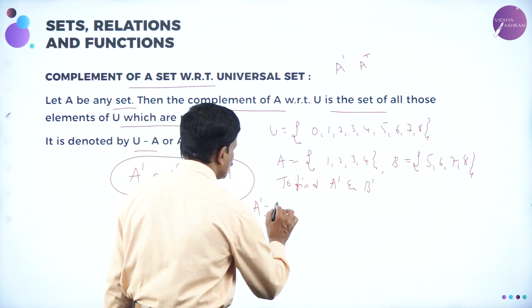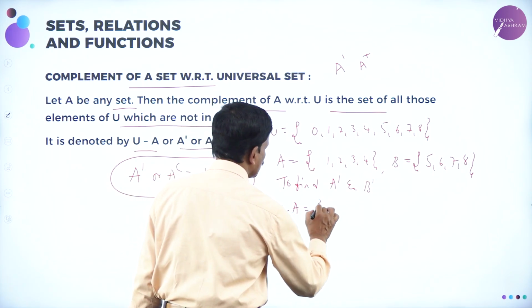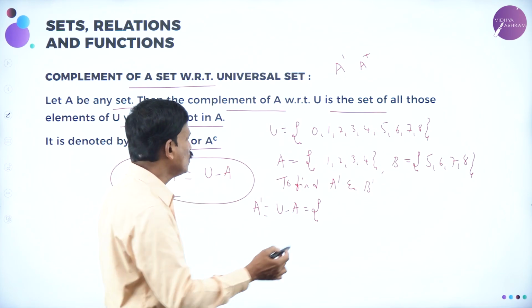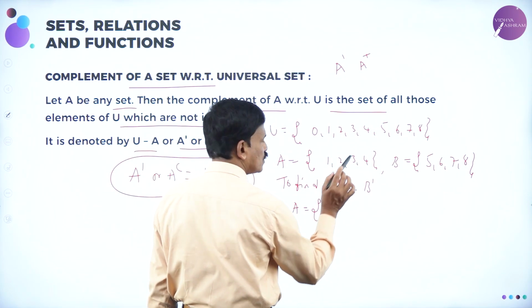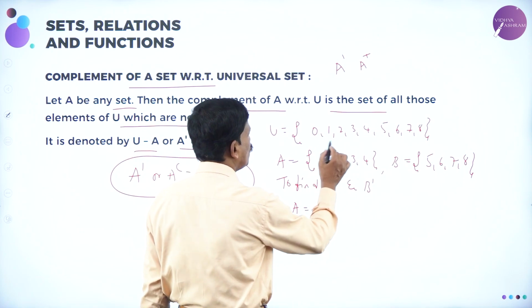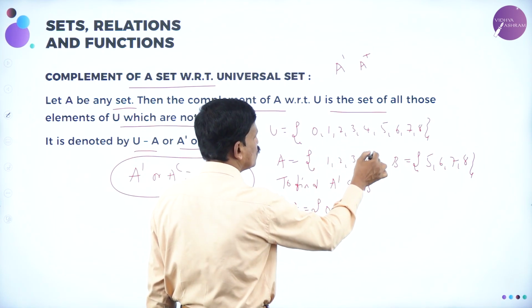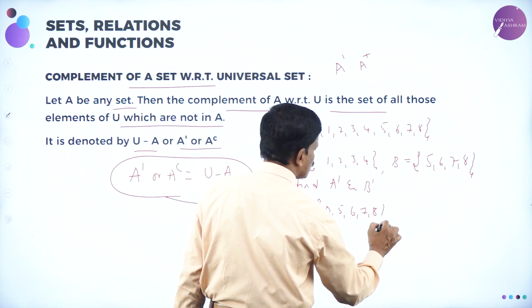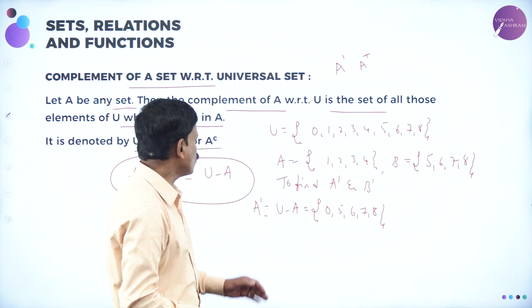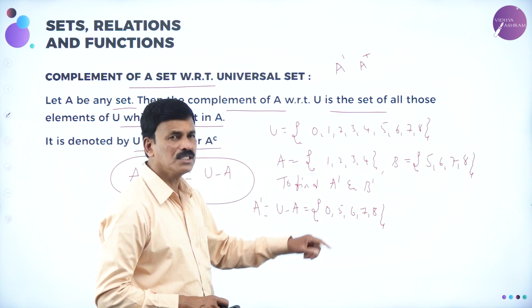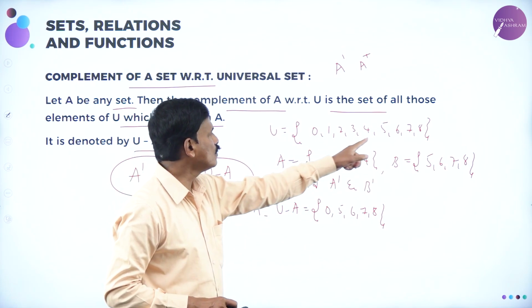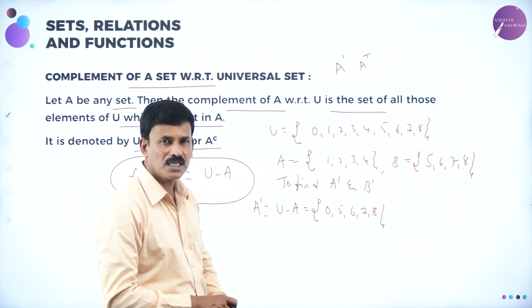Now what is A dash? A dash is nothing but U minus A: all the elements which are in U but not in A. 0 is here, that is not in A. 1, 2, 3, 4 we cannot take, and the remaining elements 5, 6, 7, 8 come under A dash. So in A we have 1, 2, 3, 4. Other than that, 0, 5, 6, 7, 8 is A dash.